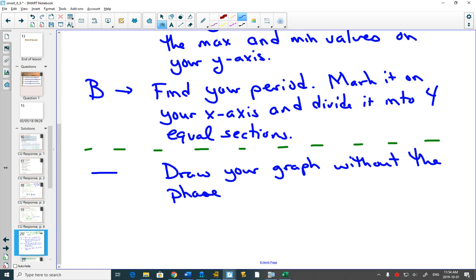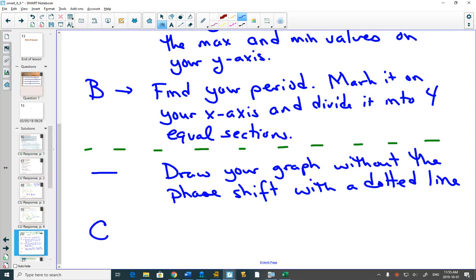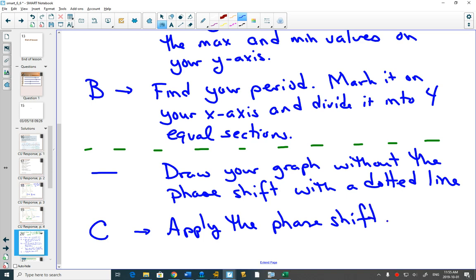Next, you're going to draw your graph without the phase shift with a dotted line. And then finally, you're going to apply the phase shift in the end.